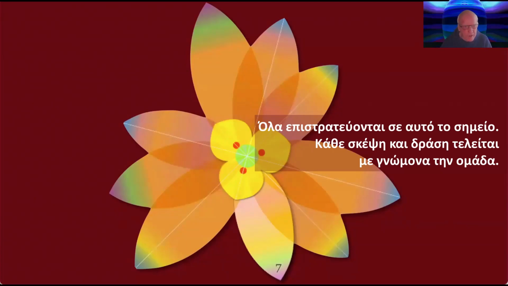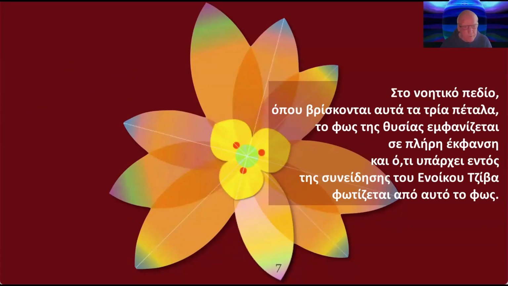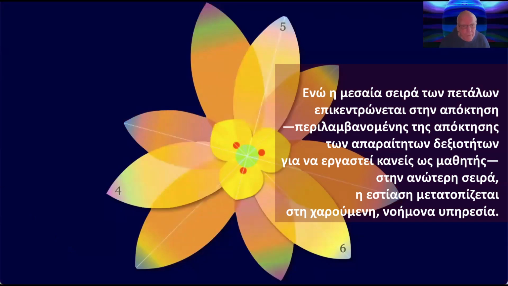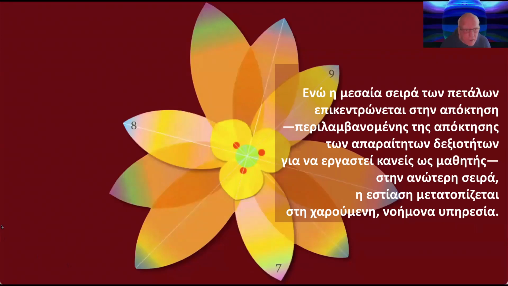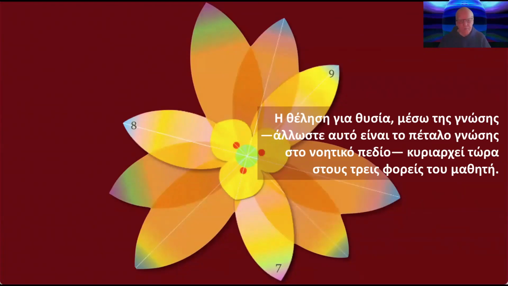All thought and action is done with the group in mind. For the mental plane, which is where these 3 petals are found, the light of sacrifice comes into full display, and all that lies within the consciousness of the indweller is illumined by that light. Whereas the middle tier of petals is focused on acquisition, including acquiring the needed skills to work as a disciple, during one's sojourn on the highest tier, the focus shifts to joyous, intelligent service. The will to sacrifice through knowledge.